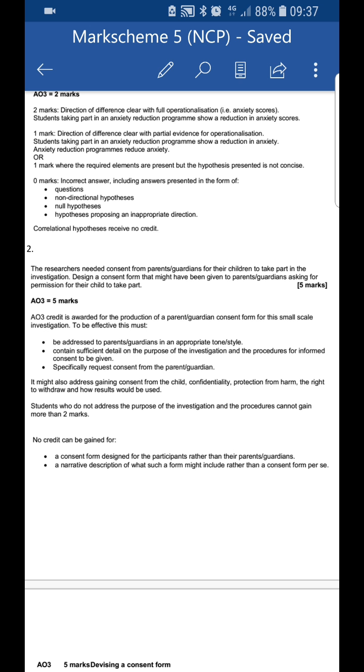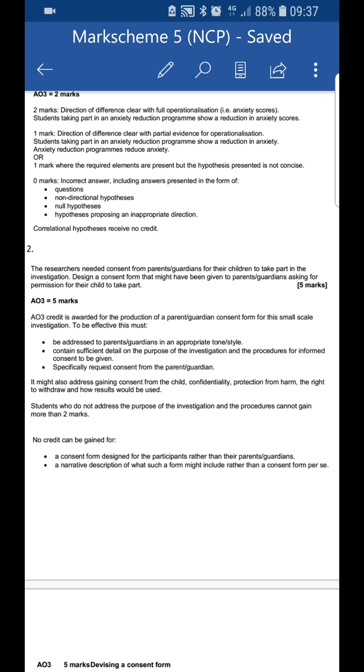So it's got to be written in a very formal manner so that you would be addressing them as you would in a face-to-face interview or face-to-face meeting. The second bullet point is where a number of you dropped marks, so you have to have given sufficient detail about the investigation for the parents to make an informed decision.